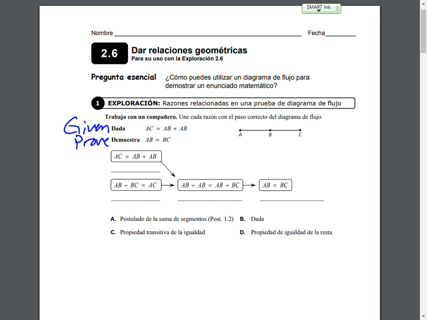All we have to do here is fill out the blanks. So AC equals AB plus AB. Everybody should be getting this one. This one's not too bad. This is our given, which is data in Spanish. So there's B.